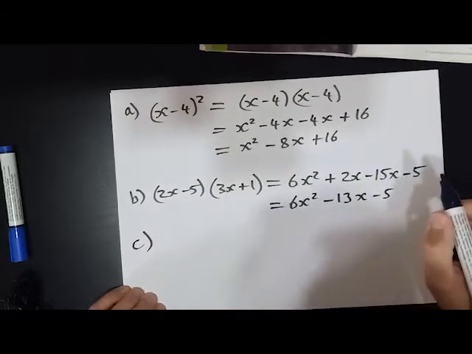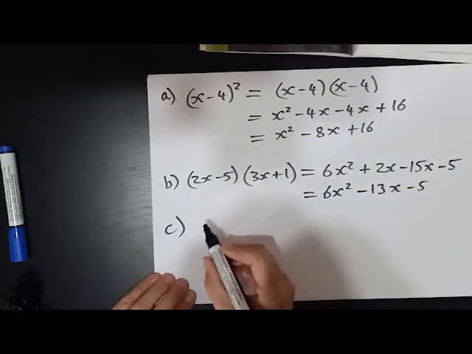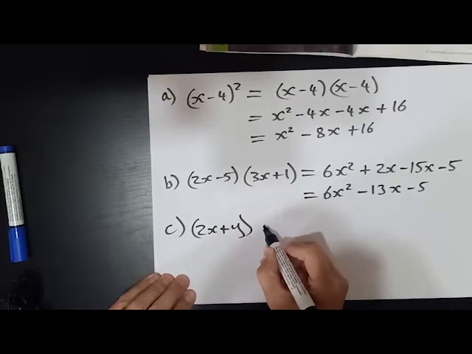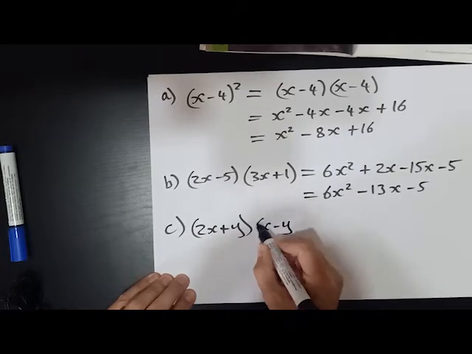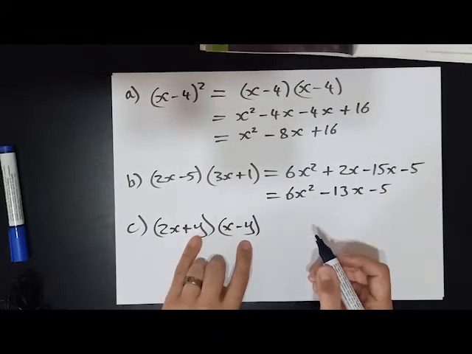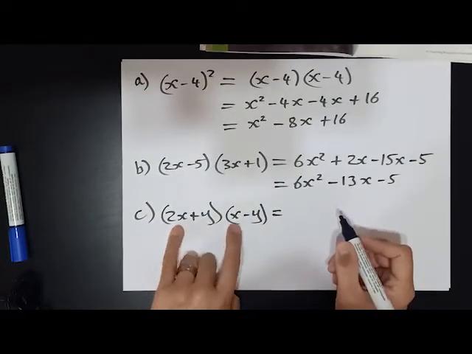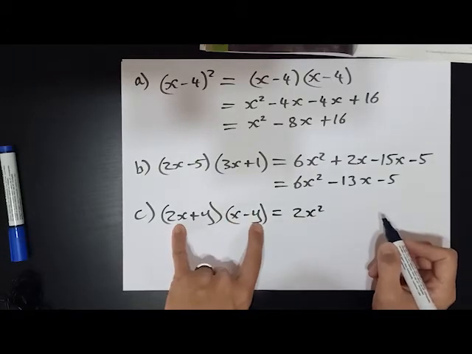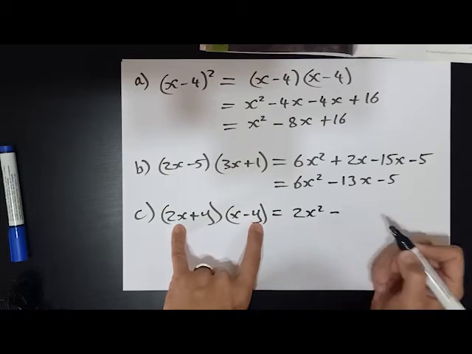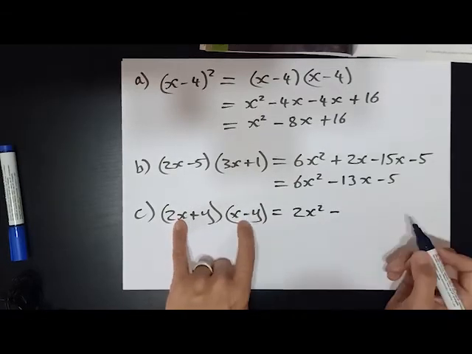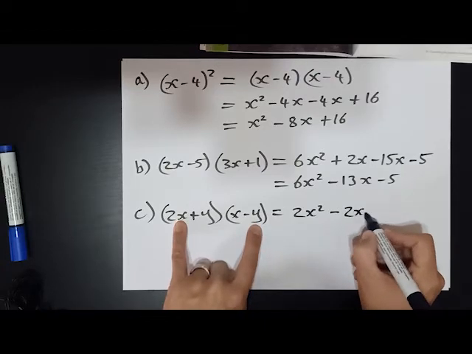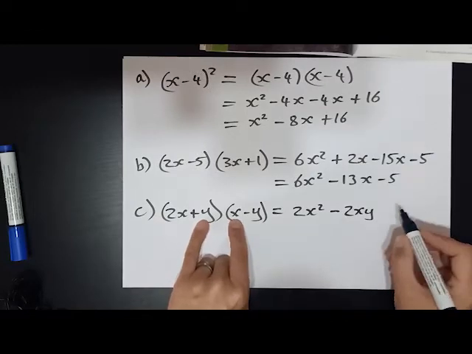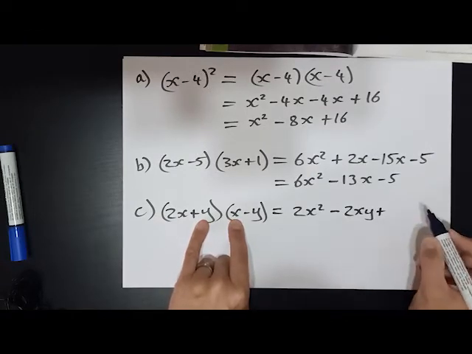And the last one, C. Ooh, interesting. 2x plus y and x minus y. So instead of giving us a number here, they've given us y. Same technique. 2x times x, 2x squared. And then 2x times minus y. Well, first of all, it's minus, because this is positive, that's negative, so it's going to be negative 2xy. Now let's do these two.